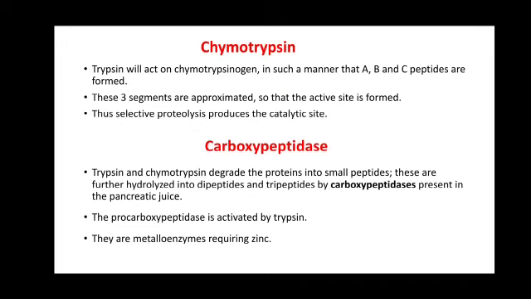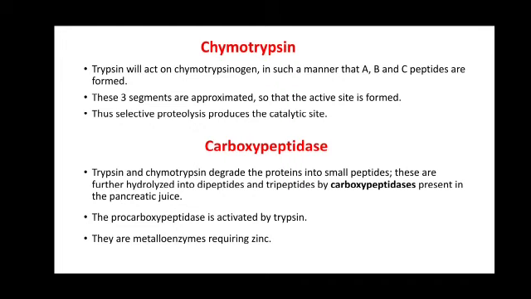So these three segments are approximated so that the active site is formed, and the selective proteolysis produces the catalytic site. So next we'll see carboxypeptidases. Trypsin and chymotrypsin degrade the proteins into small peptides. These are further hydrolyzed into dipeptides and tripeptides by carboxypeptidases present in the pancreatic juice.